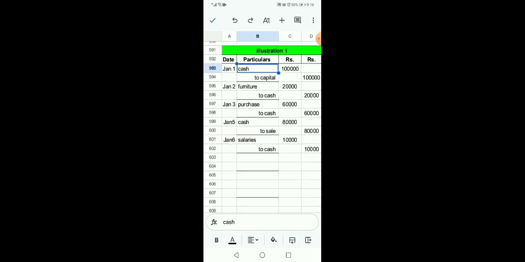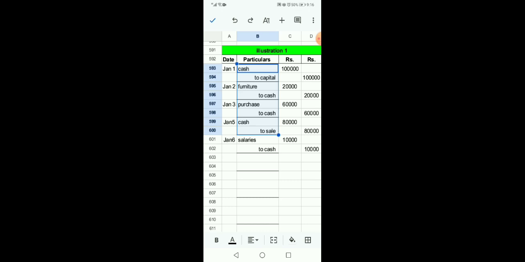But we will have to see. If this is your first entry, is salary present? No, leave it. Salary is present? No, leave it. Salaries is present? No, leave it. From here to here you will see all the entries present in your question, and you will search for salaries.